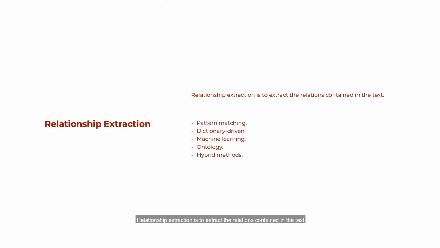Well, the next topic is relationship extraction. Relationship extraction is to extract the relations contained in the text. At present, there are 5 types of commonly used relation extraction methods, which are based on pattern matching, dictionary-driven, machine learning, ontology, and hybrid methods. Relationship extraction techniques include handwritten patterns, supervised learning, unsupervised learning, and semi-supervised learning. The handwritten patterns method can generally be divided into trigger word or string-based and dependency-based syntax.